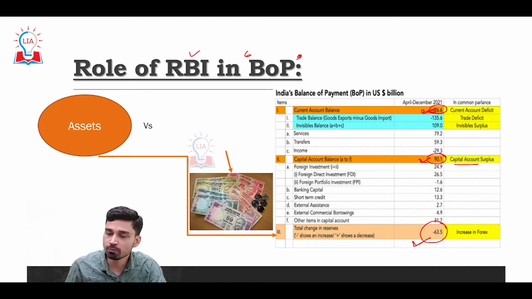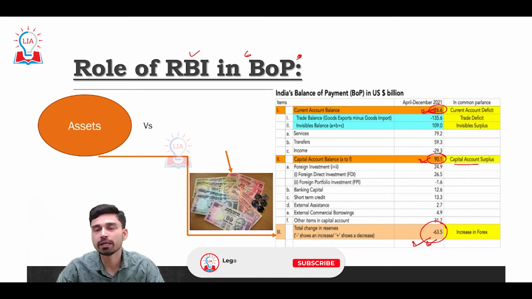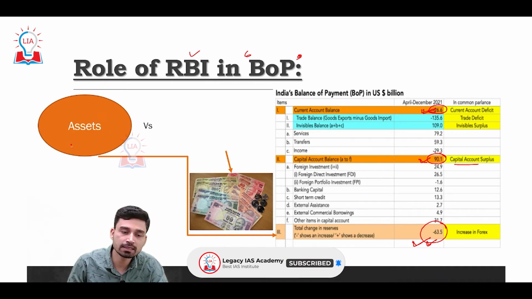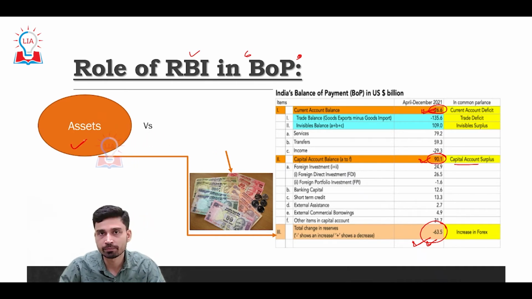Now this $63.5 billion that has flown into India, that has increased in the economy, will be considered as an asset to the RBI, because the RBI withdraws this excess amount with itself.